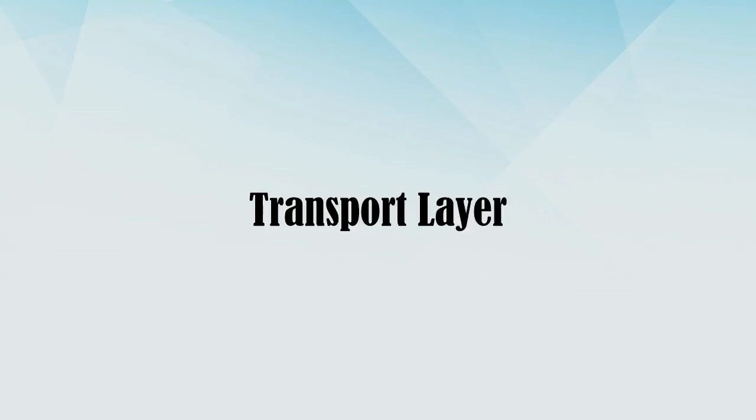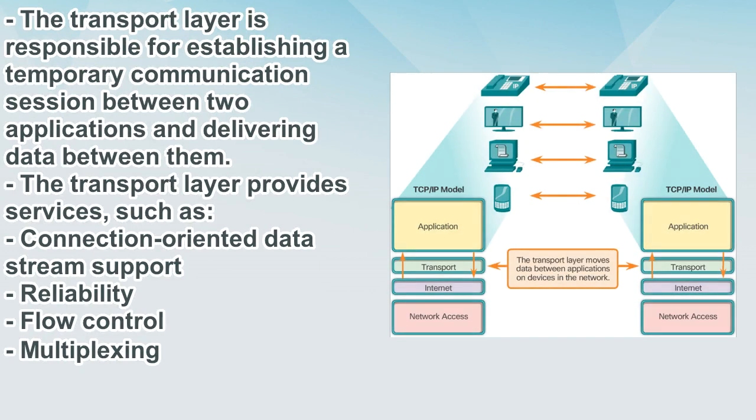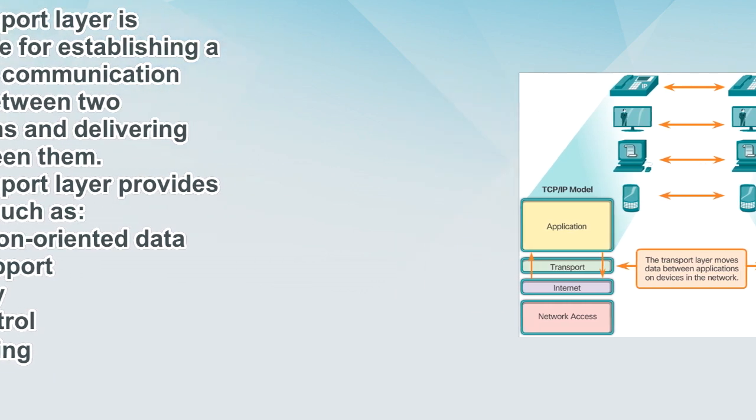Transport layer. Transportation of data. The transport layer is responsible for establishing a temporary communication system between two applications and delivering data between them. The transport layer provides services such as connection-oriented data stream support, reliability, flow control, and multiplexing.